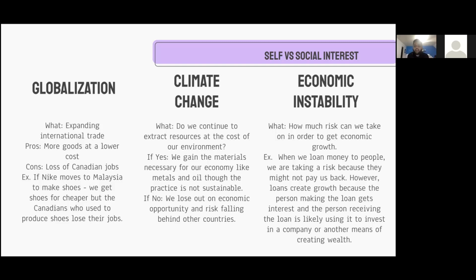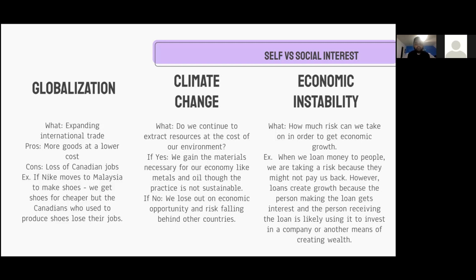Lastly, economic instability. How much risk can we take in order to get economic growth? This is something that's super important to mention. When you loan money to people, you're taking a risk because people might not pay you back. However, loans create growth because the person making the loan gets interest, and the person receiving it is likely to use it either to invest in their company or to fund their house or a variety of different things. So it does expand the amount of economic growth that ends up existing.